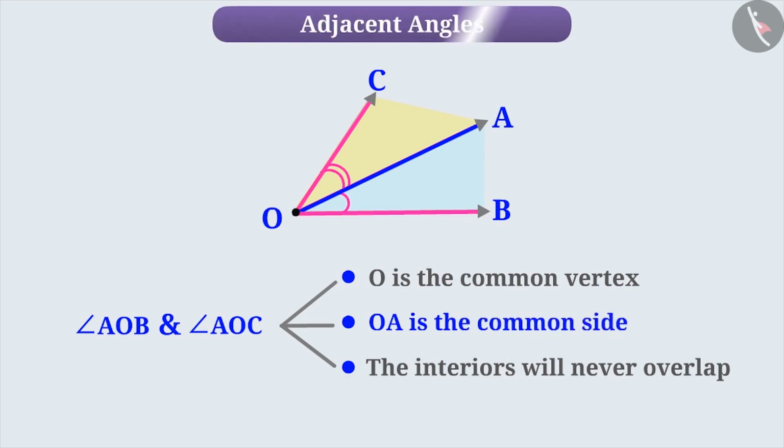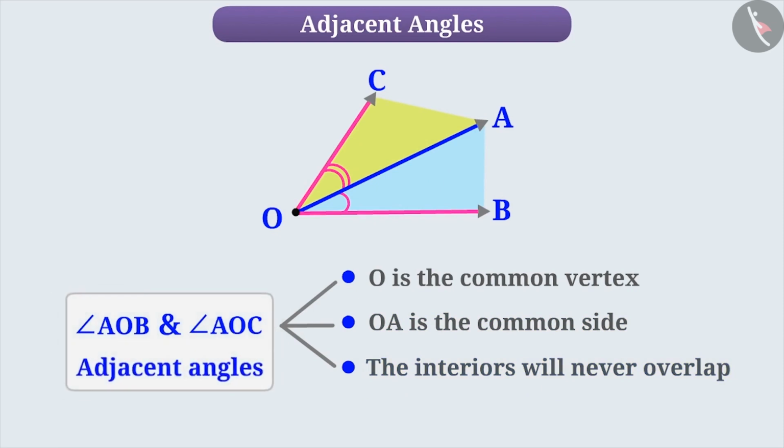The non-common sides are on either side of the common side. That is, their interiors never cover each other. Hence, there will be no overlapping. We call such a pair of angles adjacent angles.